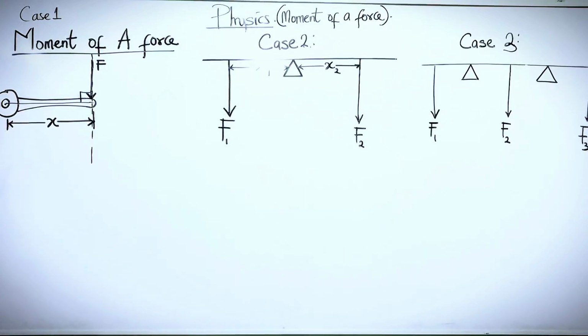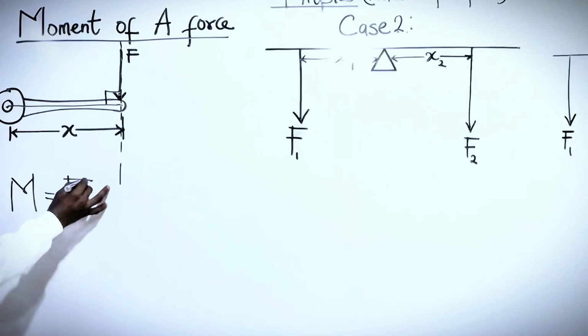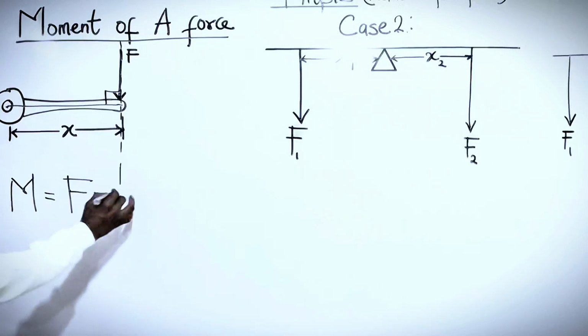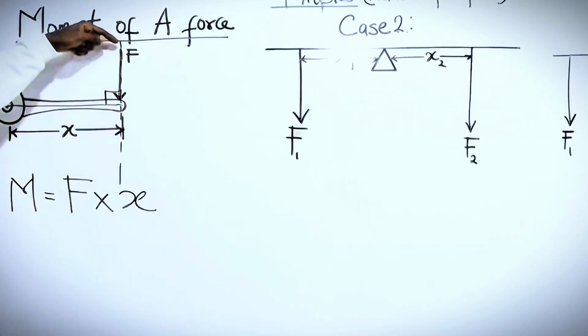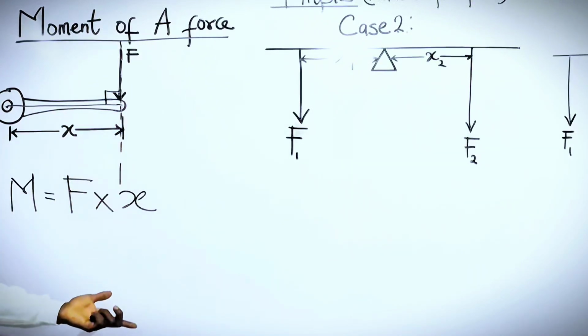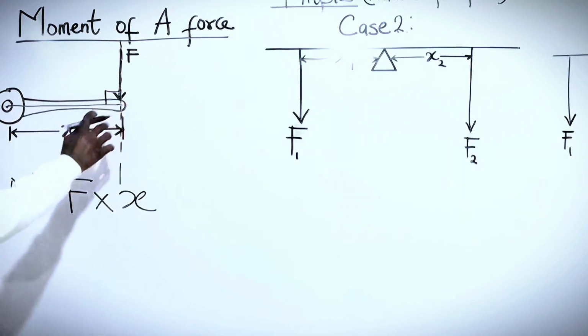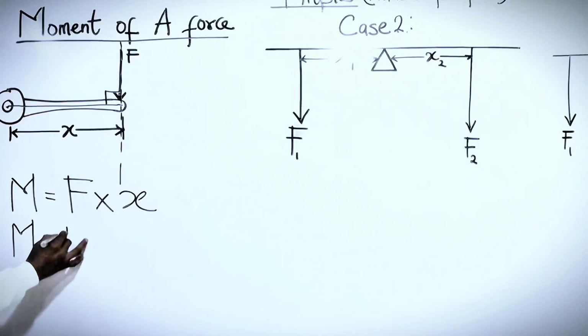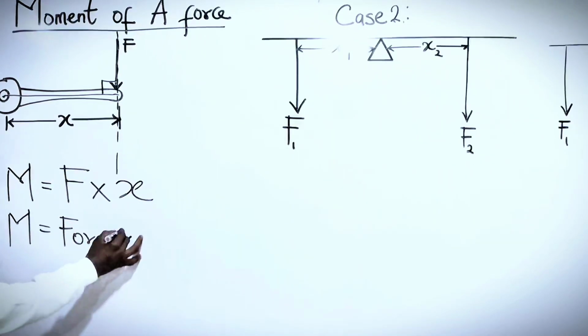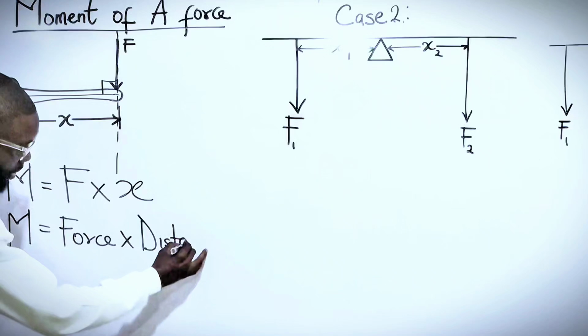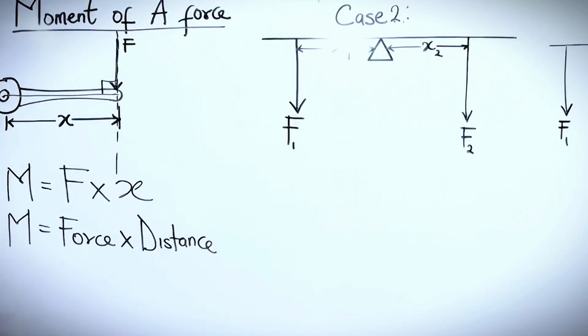What do I mean by all of this? When we talk about turning effects, what do we mean? In simple terms, the moment of a force is the force times the perpendicular distance, x. The force, and its line of action, times the perpendicular distance, x. That's what it means about the point. So we can say moment is force times the perpendicular distance about a point.